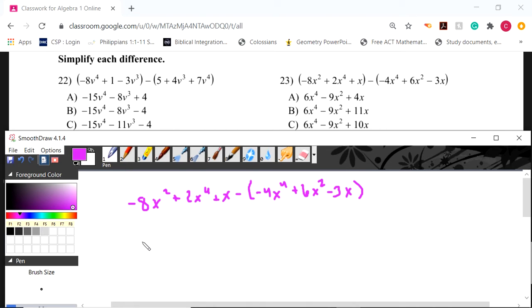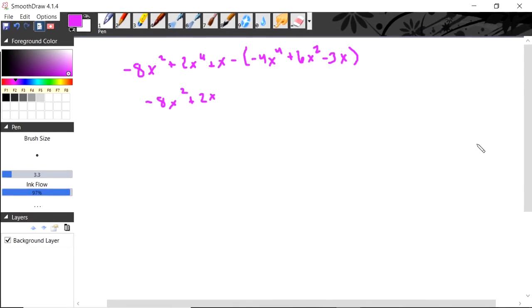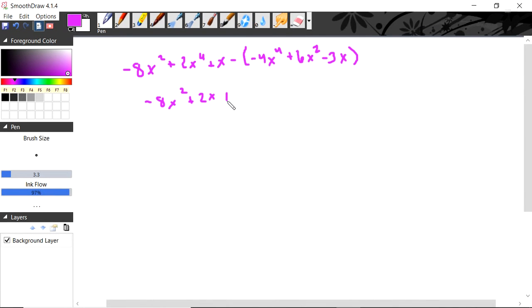All right, so remember to distribute your negative. I don't know why I wrote it down when it's up there. That's annoying. So minus 4x squared is a plus. It's a ding-ding. And you got minus 6x squared. Minus 3x is a plus 3x. And then you just combine like terms.